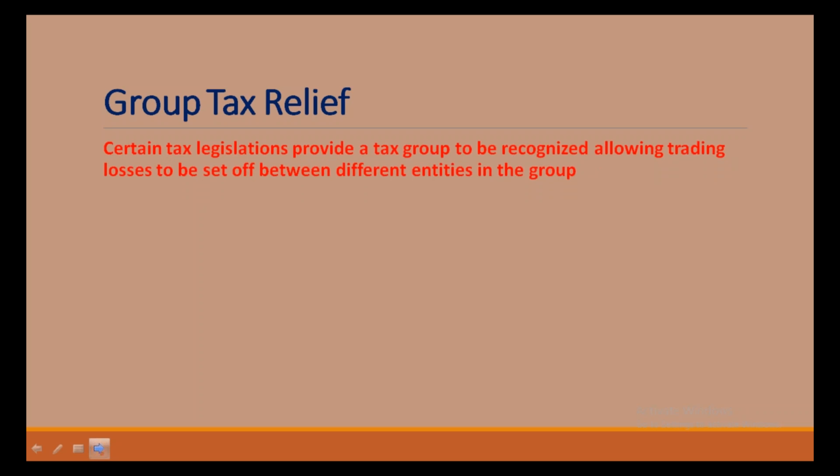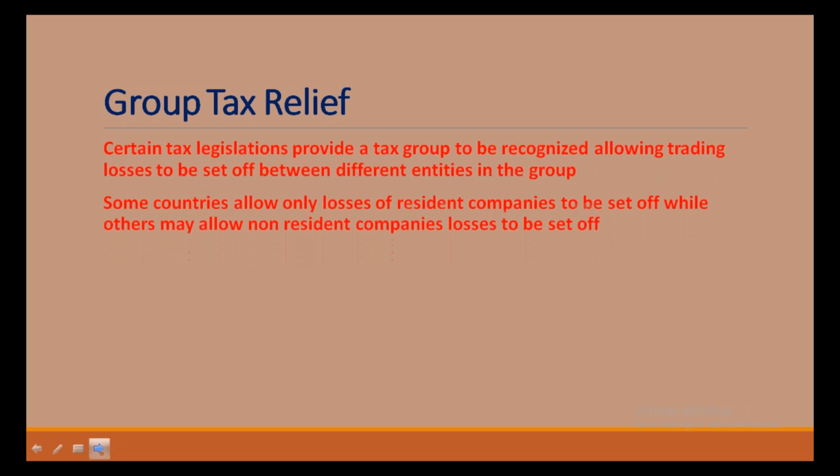Generally, certain countries, now Sri Lanka doesn't provide it, but in the UK they allow it: a parent has a profit, a subsidiary has a loss, they can set off. Even though they are two separate legal entities, the law allows them to set it off. So, some countries allow only losses of the resident companies to be set off, while others may allow non-resident company losses also to be set off.